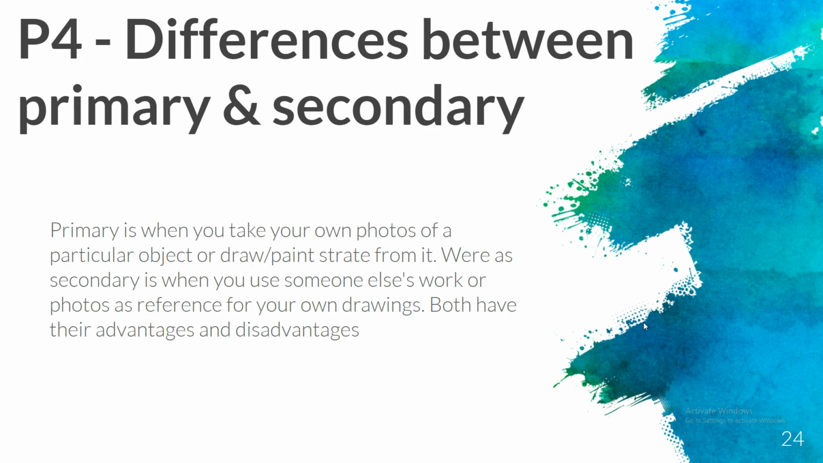Primary sources is when you take your own photographs of a particular object or draw or paint straight from it, whereas secondary is when you use someone else's work or photos as reference for your own drawings. Both have their own advantages and disadvantages.